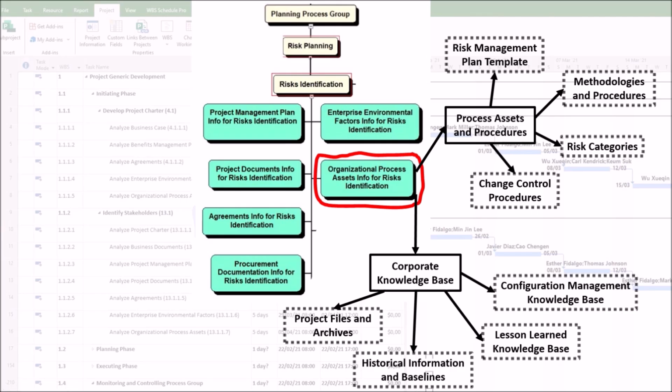Fourth, configuration management knowledge base provides information on the status of current organizational standards, which can help identify risks related to compliance or using outdated components.